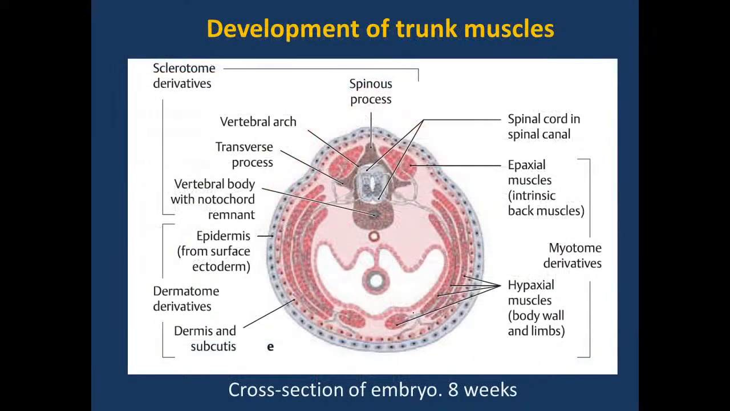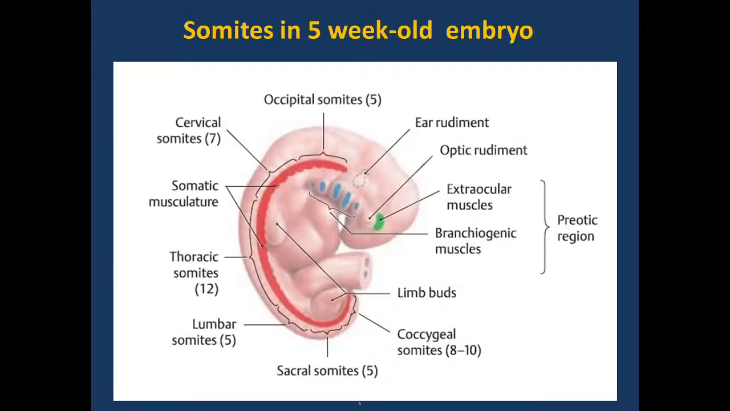And here you see how the ventral part of the myotome transforms into 2 groups or 2 layers of abdominal muscles: external, internal and intermediate. This is the development of trunk muscles. And the next picture shows us the different somites.